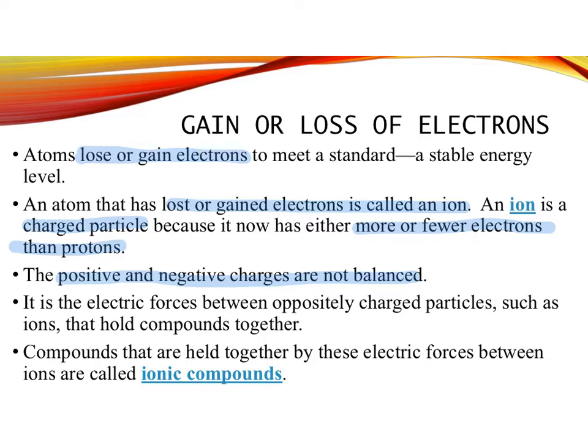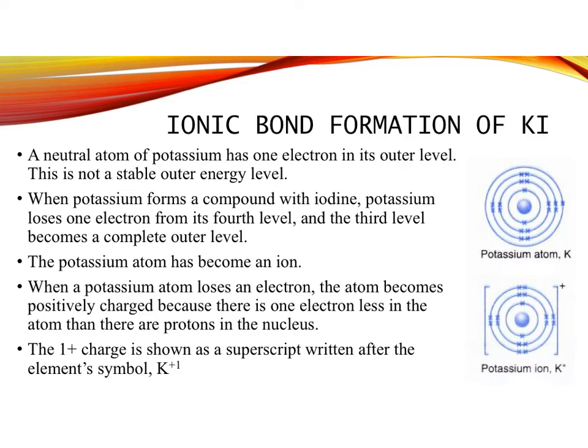And compounds held together by these forces are known as ionic compounds. The ionic bond is between two charged particles, or two ions. And see, look at that, the name's right in there. Ionic bond has ions. Kind of flows real nice. Well, let's take a look at an example of this. Let's look at potassium iodide, KI.